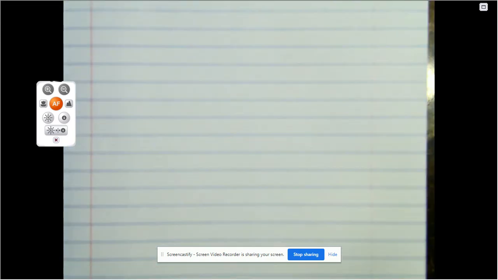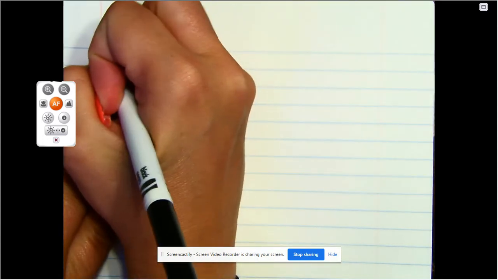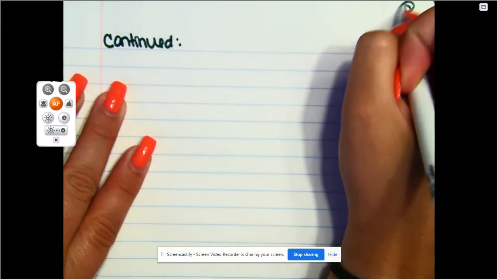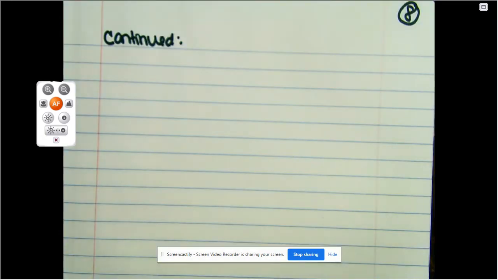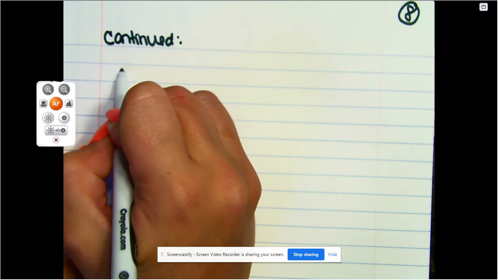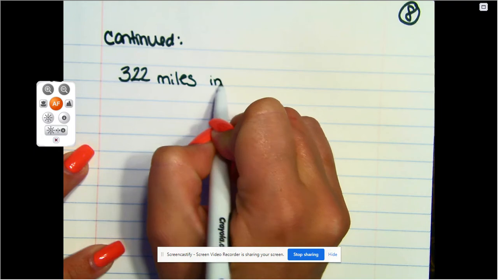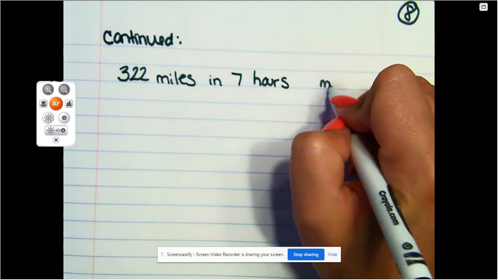We are also going to be looking at different tables one more time, because we need to complete the table. So this is going to be continued on to page 8. Now we're going to work on completing the table. So let me get out my table notes very quickly for you. Our first one is 322 miles in 7 hours. We need to find the miles per hour.